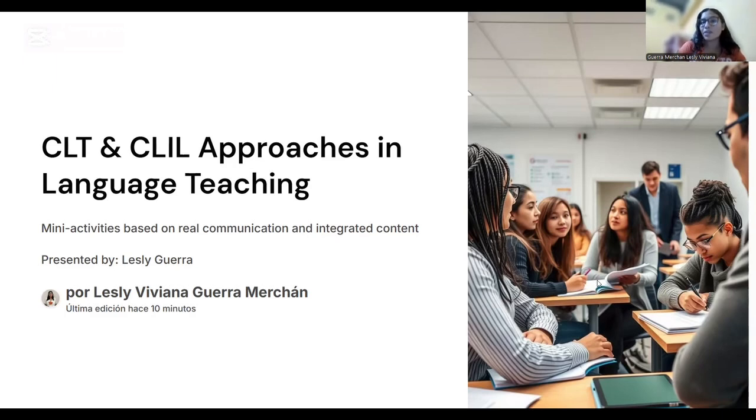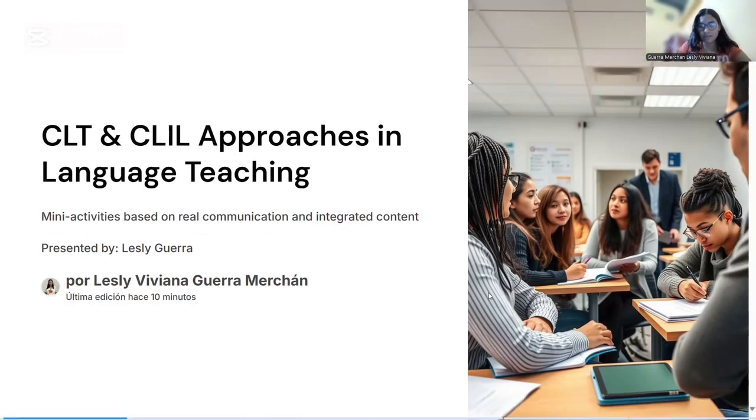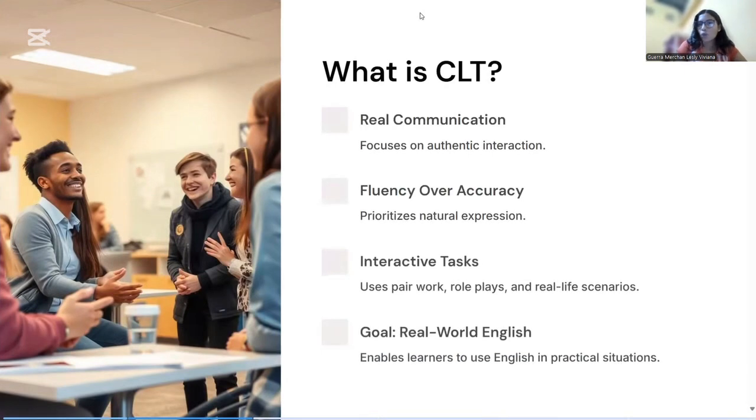And these are very important approaches in language teaching. So I will explain what CLT and CLIL are. And I will give you 2 mini activities based on real communication and integrated content. So let's begin. So first, what is CLT?